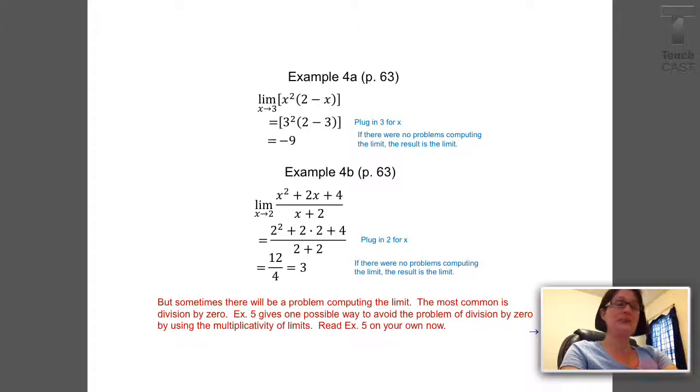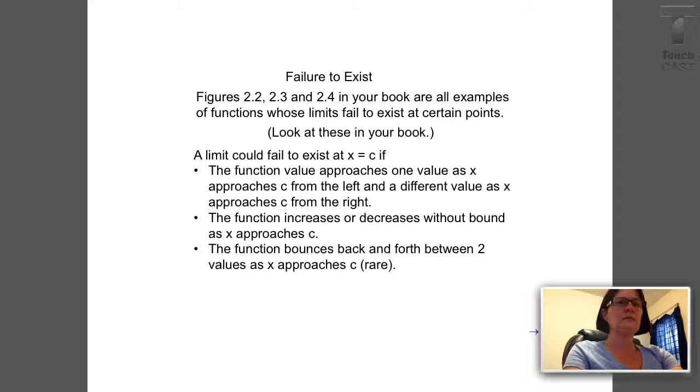As you might have guessed, sometimes there is a problem. The most common problem is I'll end up having to divide by 0. We can still study these limits, and we're going to learn lots of algebra ways to get around the divide by 0 problem. I want you to look at example 5 now, see how it uses the product property for limits to get over this problem. So hit pause, check out example 5 right now, and then restart, please.